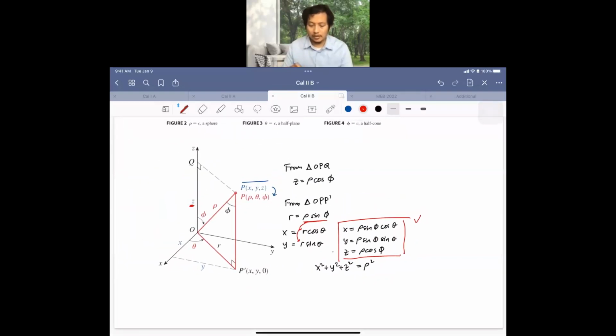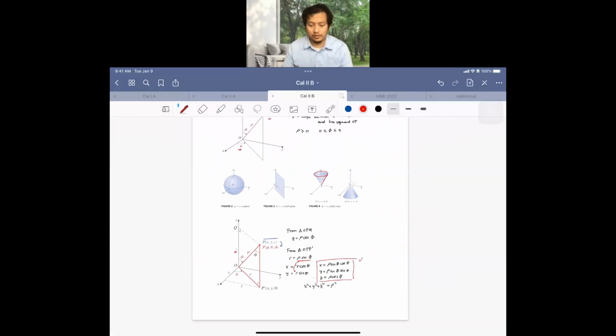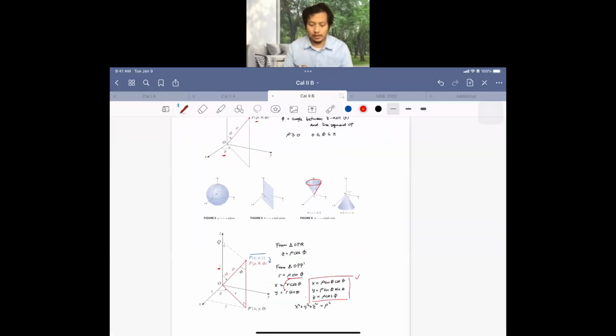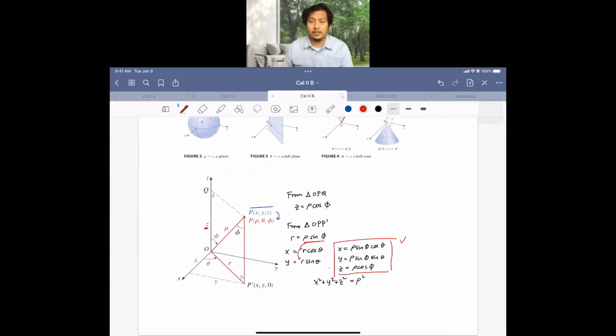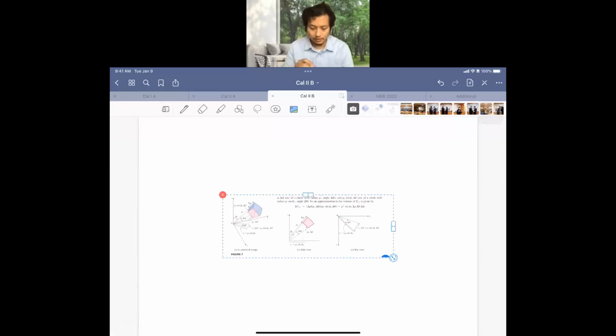From here, what I would like you to observe is how we interpret the triple integrals in spherical coordinates. So I think we can start by giving you the subject.